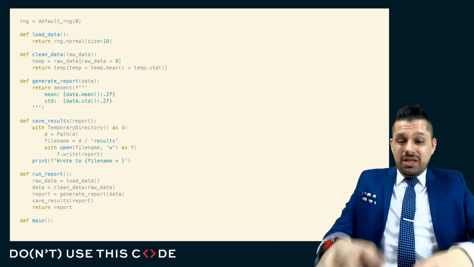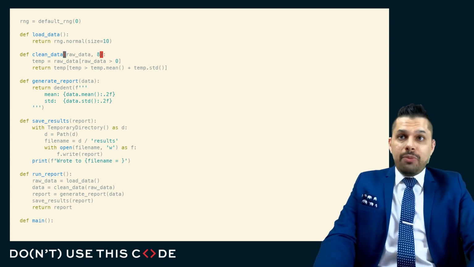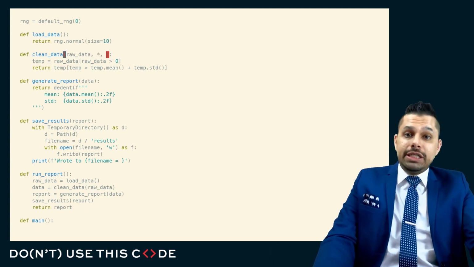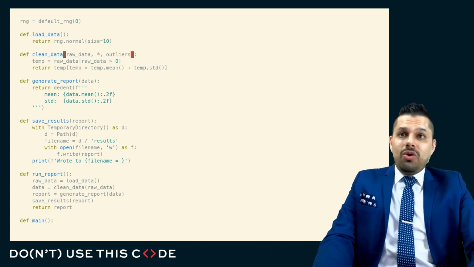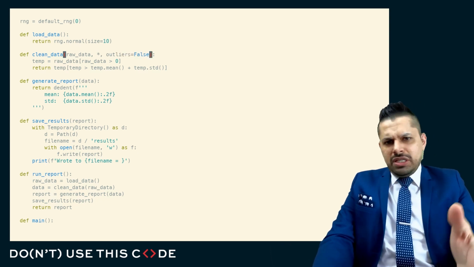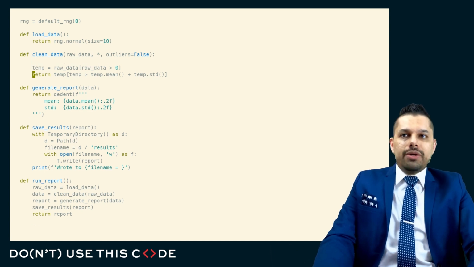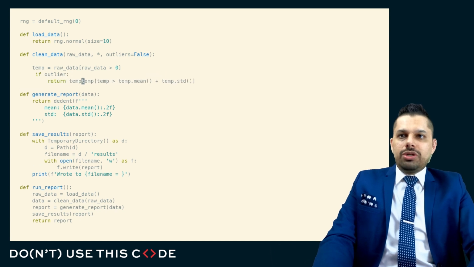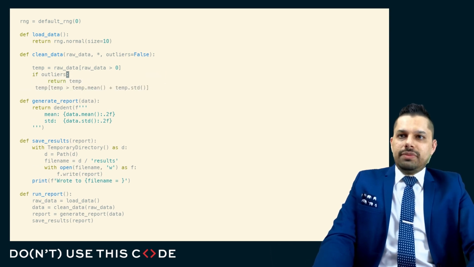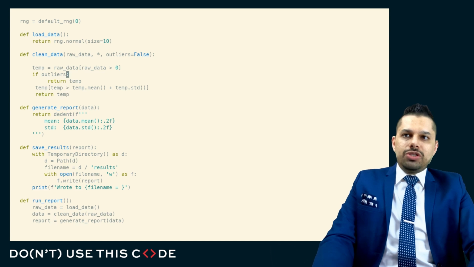One of the consequences of this is we introduce code churn, and we introduce code churn by introducing additional keyword arguments. Here, we have some keyword argument. Somebody's going to say just add a flag. So we just add a flag here to include the removing outliers or not. So here, if we say if outliers, we return temp. Otherwise, we remove the outliers and return temp.